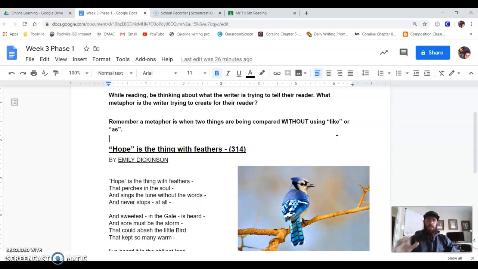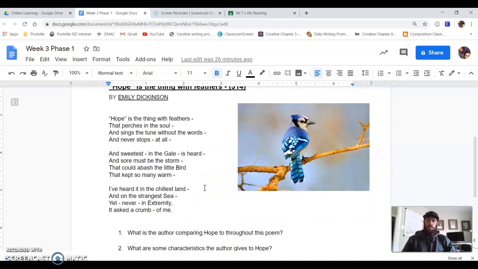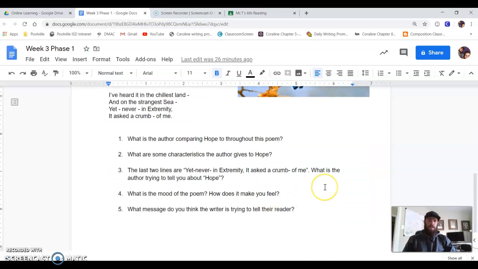So what we're going to do is read this poem titled Hope by Emily Dickinson. And there's just 5 questions down here at the bottom that you answer in 1 or 2 sentences at most. I didn't want it to be too crazy, but I wanted to get your feedback and how the poem is viewed through your eyes, the reader, the students. So yeah, that's it for the first phase.